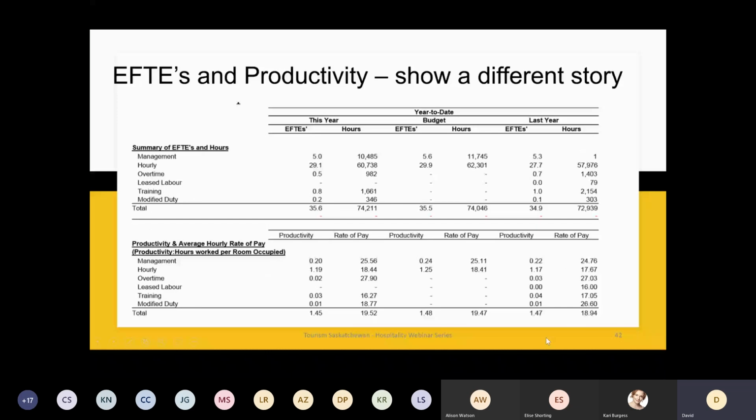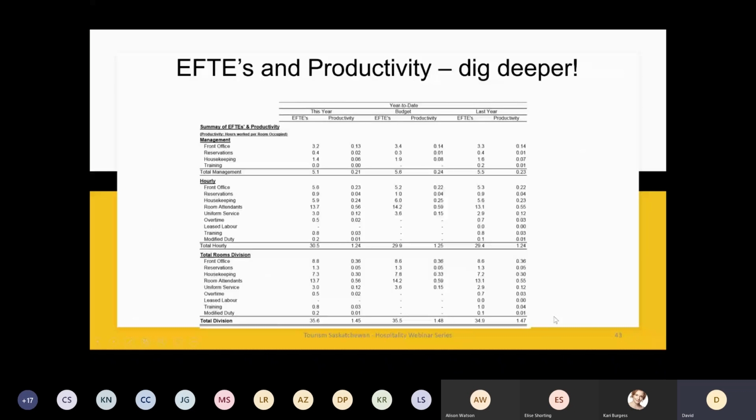Okay, so we could even dig deeper if we have this system going, and we can look at the EFTEs in every single area of our operation, as well as the productivity in every single area of our operation.